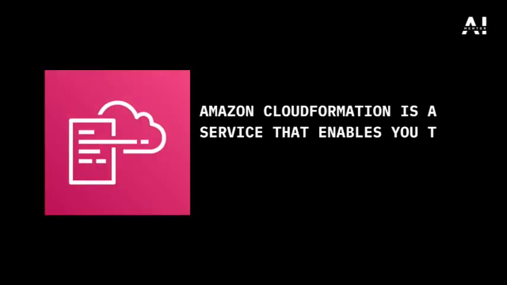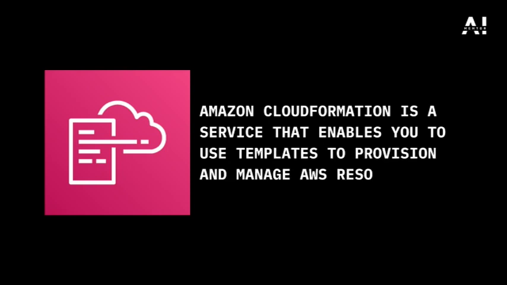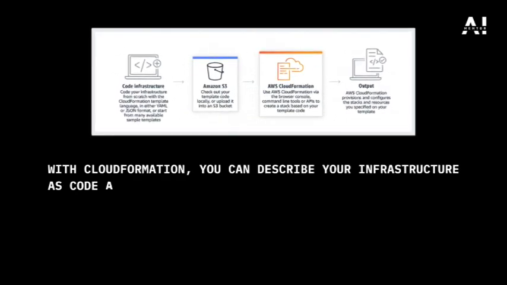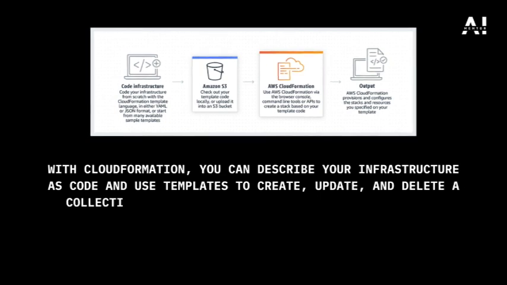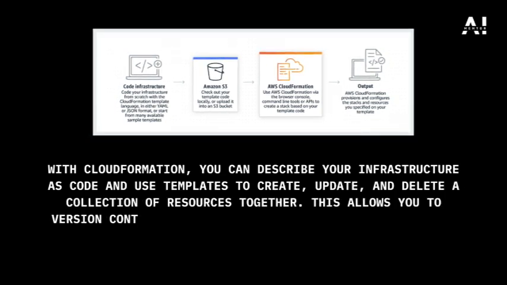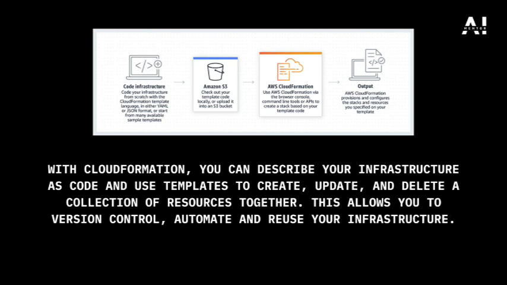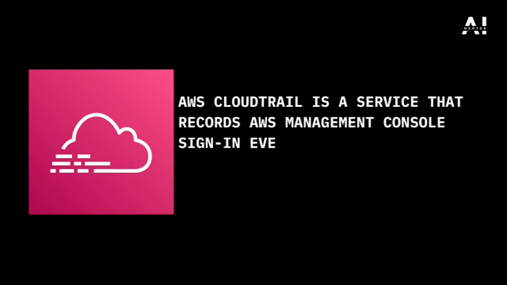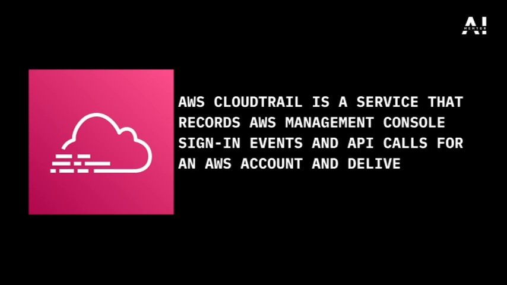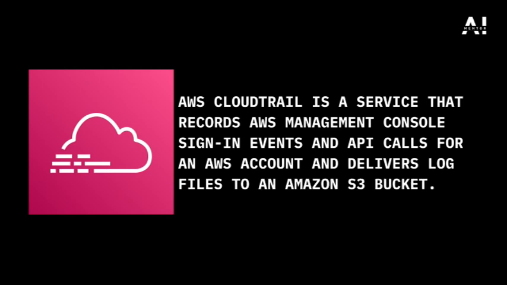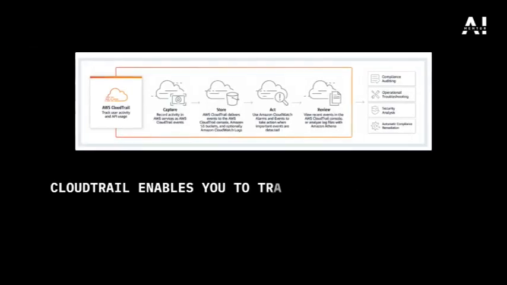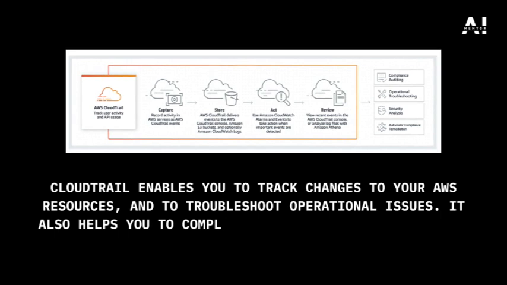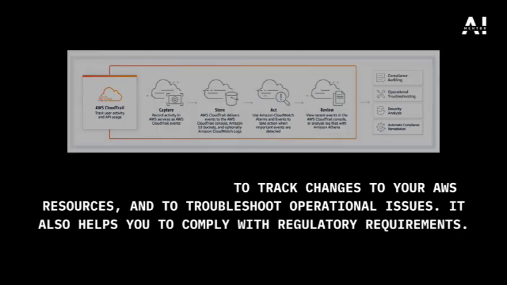Amazon CloudFormation is a service that enables you to use templates to provision and manage AWS resources. With CloudFormation, you can describe your infrastructure as code and use templates to create, update, and delete a collection of resources together. This allows you to version control, automate, and reuse your infrastructure. AWS CloudTrail is a service that records AWS Management Console sign-in events and API calls for an AWS account and delivers log files to an Amazon S3 bucket. CloudTrail enables you to track changes to your AWS resources and to troubleshoot operational issues. It also helps you to comply with regulatory requirements.